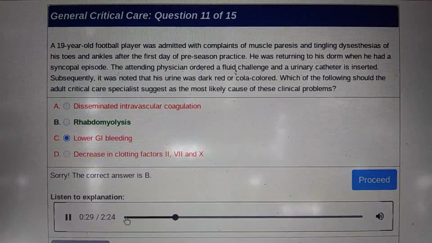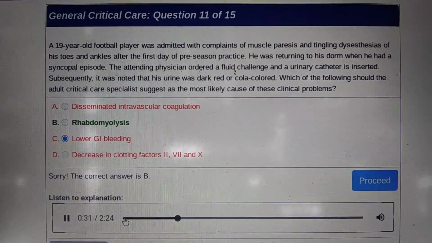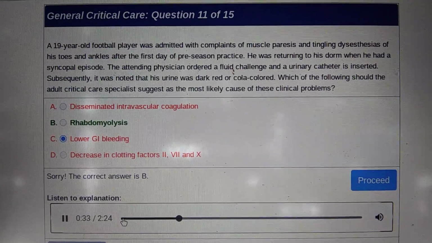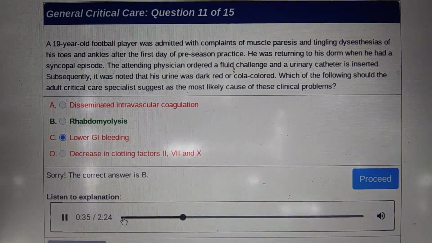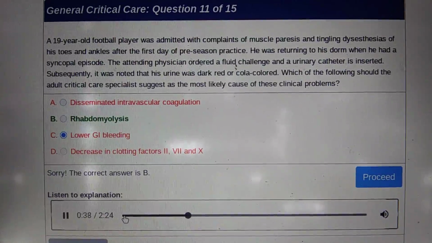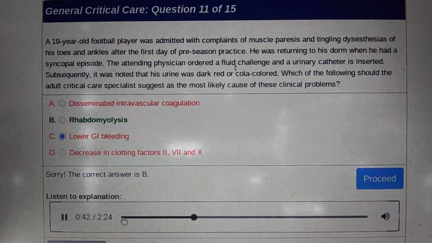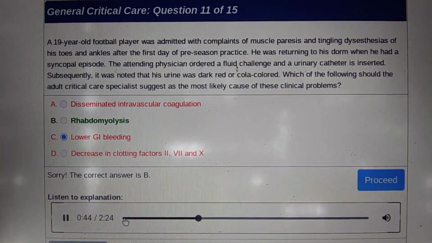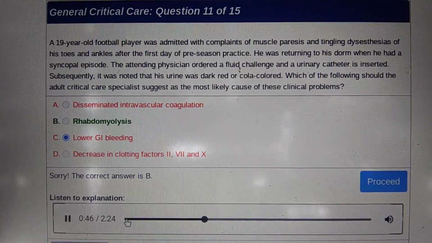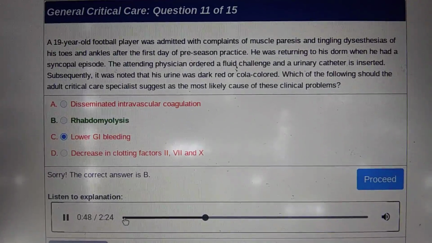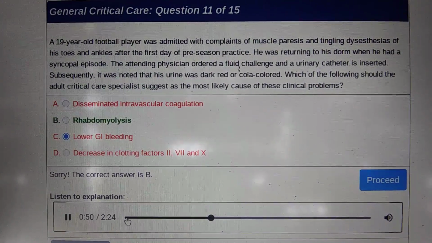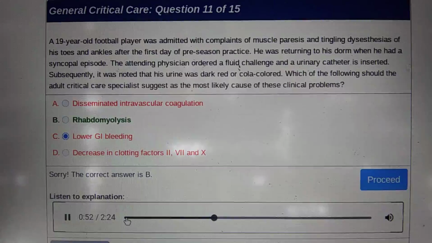So that sounds like that would be associated. He was returning to his dorm when he had a syncopal episode, so he got dizzy. And then the attending physician ordered a fluid challenge and a urinary catheter inserted. Subsequently, it was noted that his urine was dark red or cola colored. There's your big red flag. Which of the following should the adult critical care specialist suggest as the most likely cause of these clinical problems?